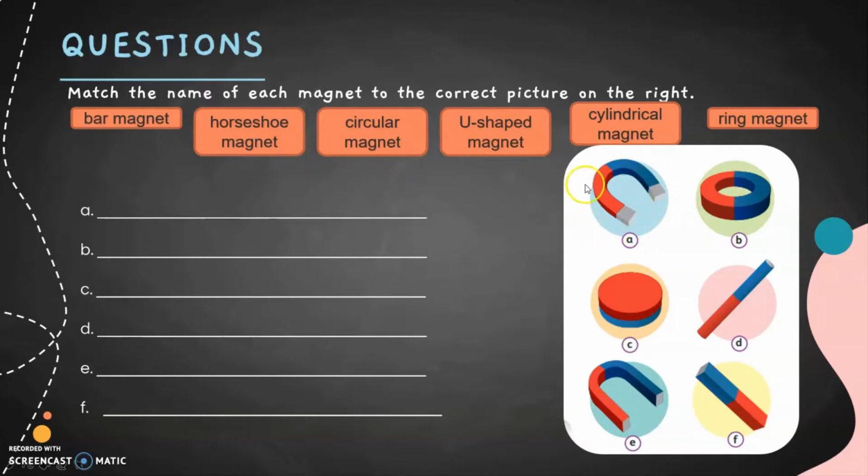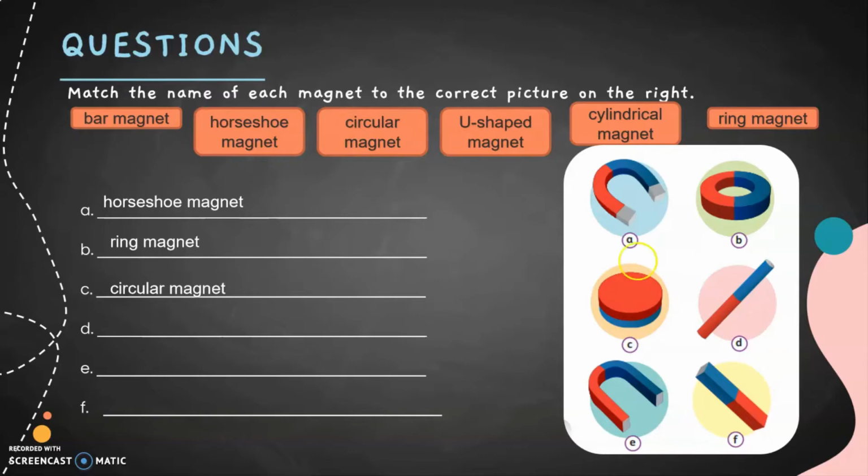What is the name of this picture? Good job. Horseshoe magnet. You can write it in your book. And then B. Good. Ring magnet. And then C. Yes, circular magnet.